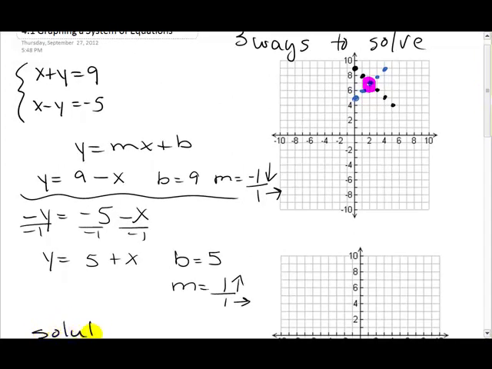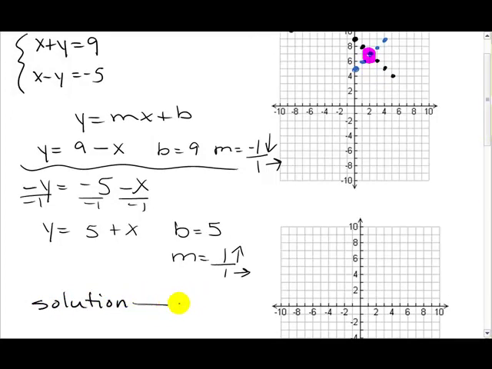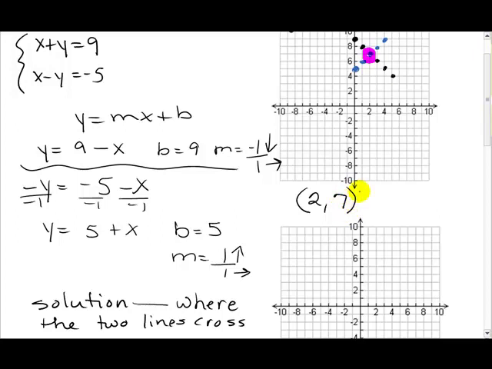So our solution is where the 2 lines cross. And so we look at that ordered pair. We're going to go over 2 and up 1, 2, 3, 4, 5, 6, 7. So this is our answer. The ordered pair is our answer.